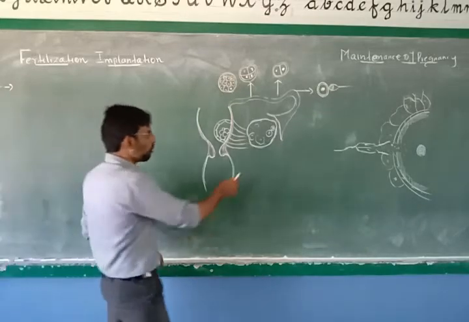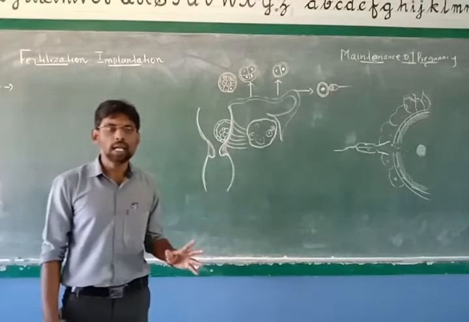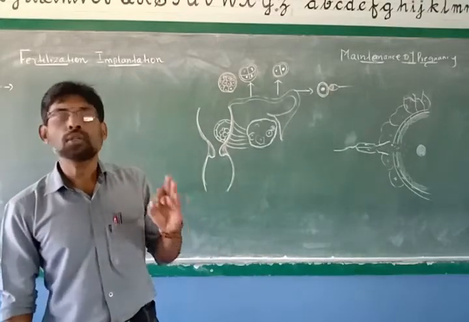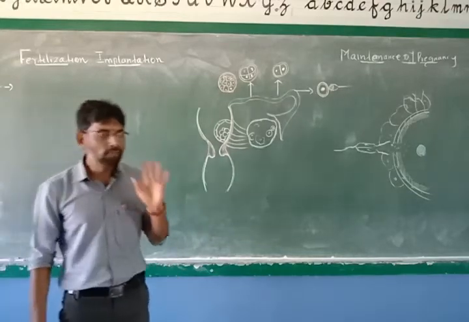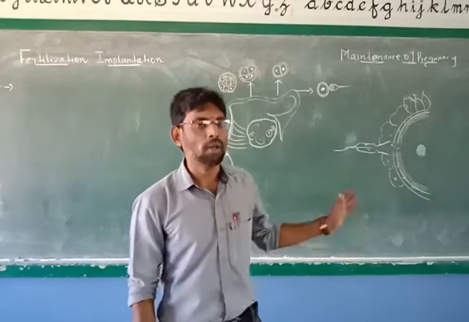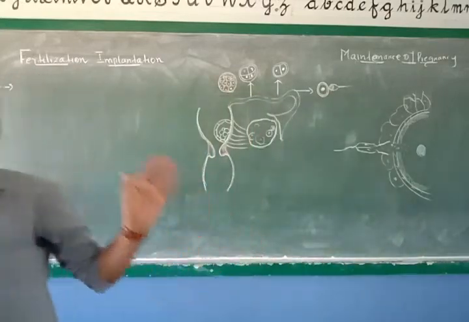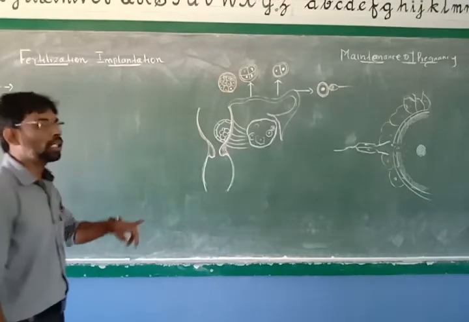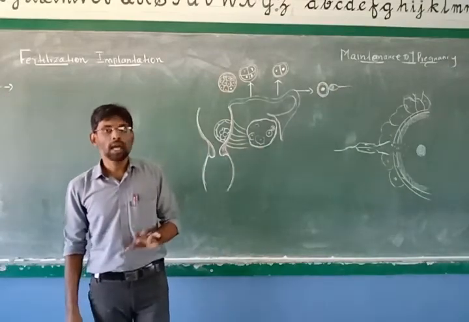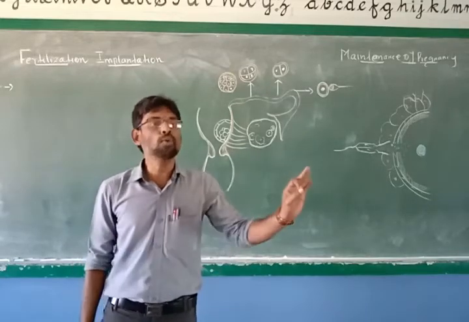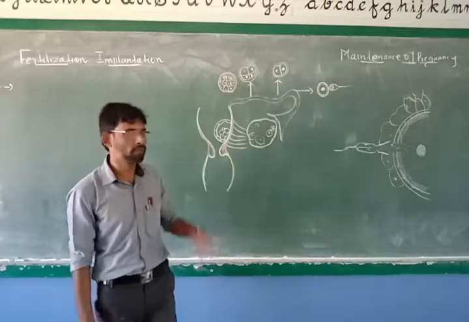Now this is the ovary of a female, and we know a female child is born with 1 to 2 million primary oocytes. Before birth all the oogonia, the primordial germ cells or egg mother cells, will get converted into primary oocytes, which are diploid in number, and after birth no more oogonia are added. That is what we study in this ovary.